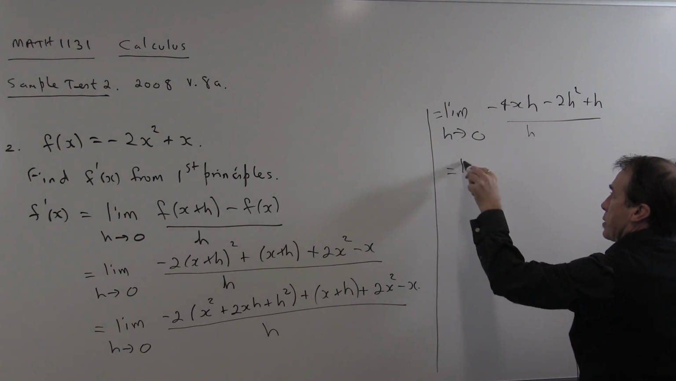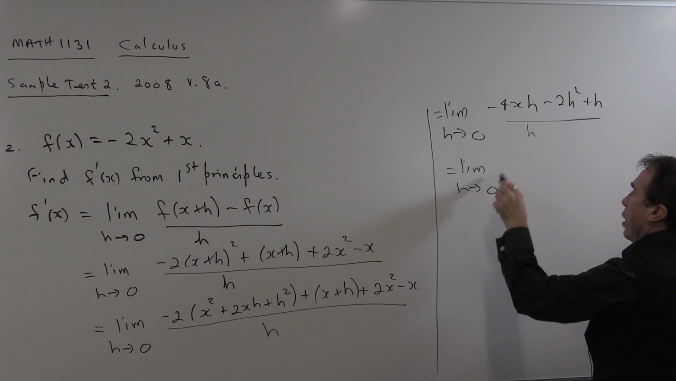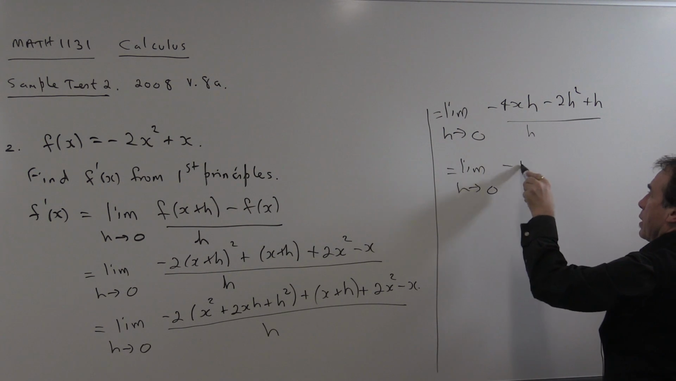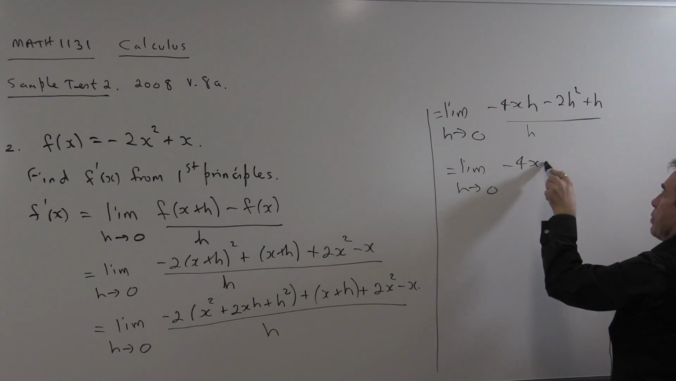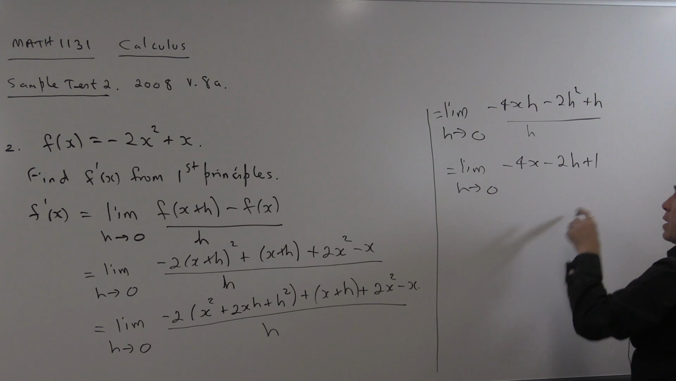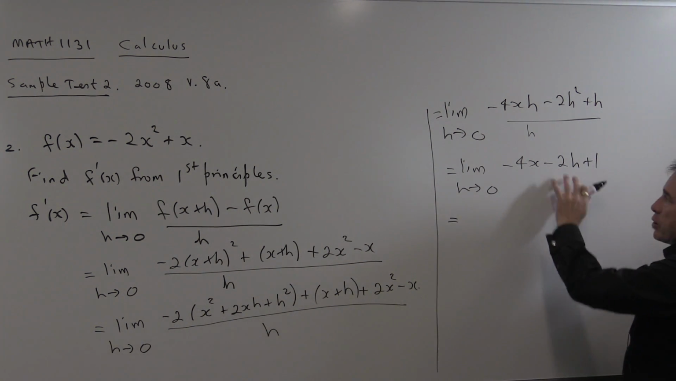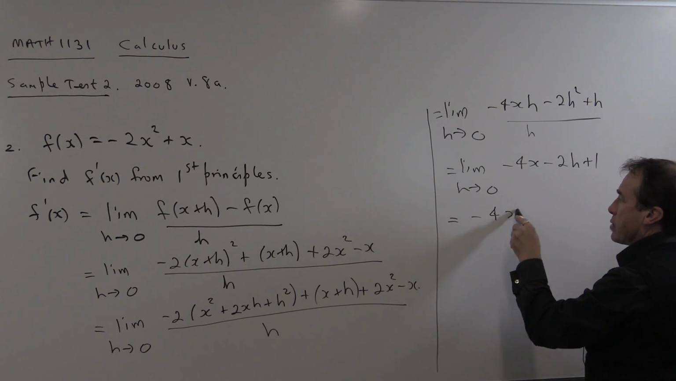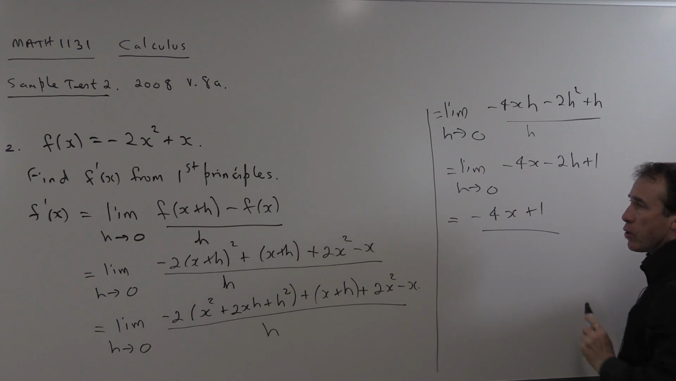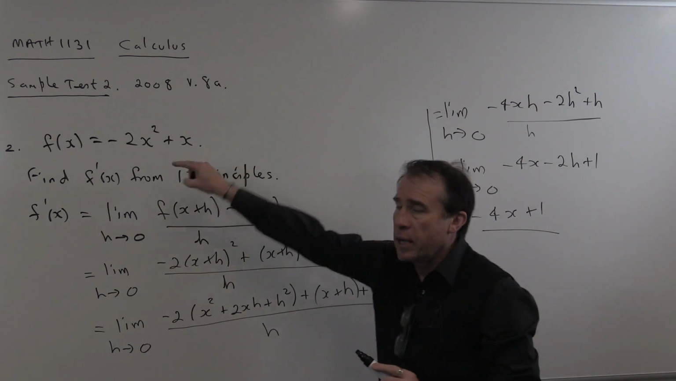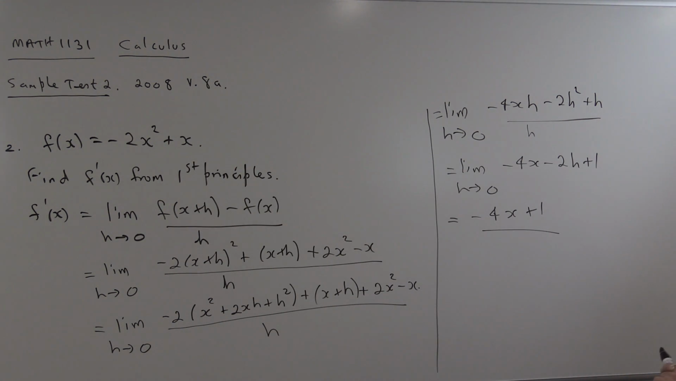So equals the limit. Now I can factor an h out of the top and cancel it with the h in the bottom. And now finally, as I let h go to 0, this middle term will disappear and I'll get minus 4x plus 1. And of course, that's what we were expecting by differentiating the original function using our basic rules of calculus. So that's the end of question 2.